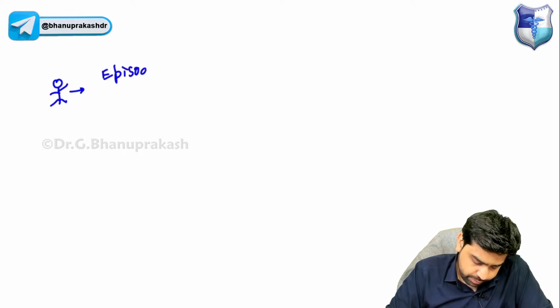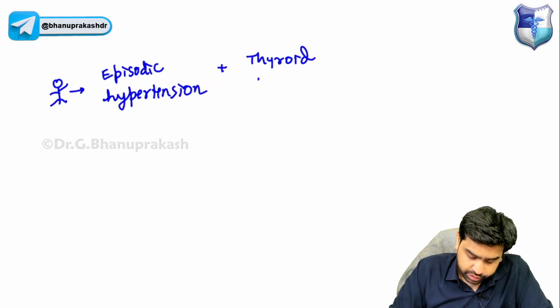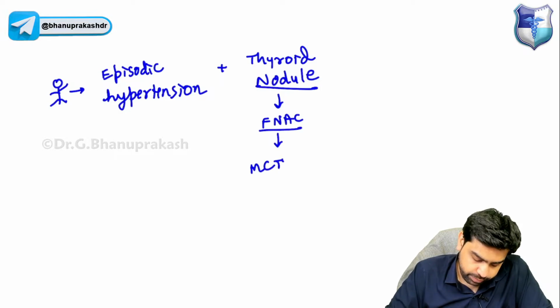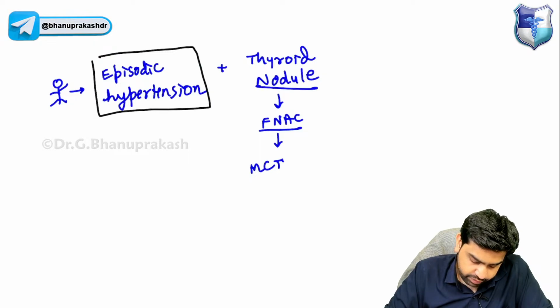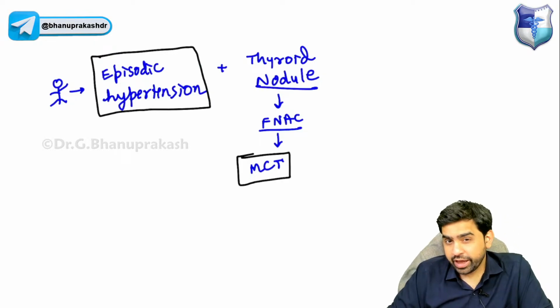hypertension, and along with this the patient had a thyroid nodule. You did an FNAC in this and it came out to be a medullary carcinoma of the thyroid. So essentially the patient is having episodic hypertension and medullary carcinoma of thyroid. Can you give me a diagnosis?